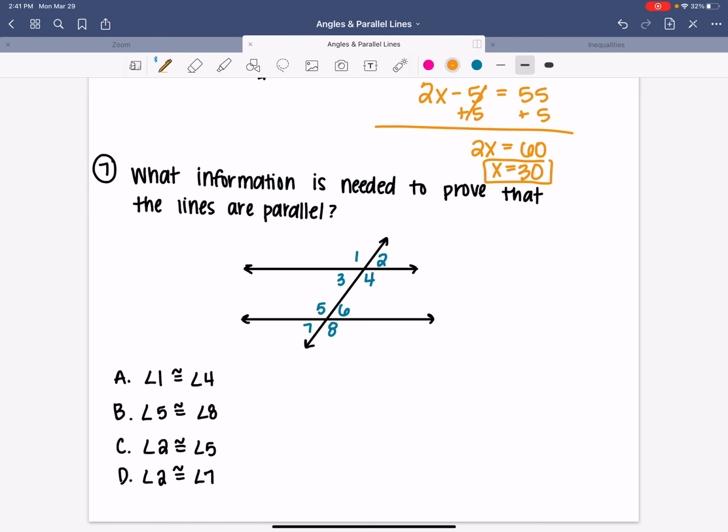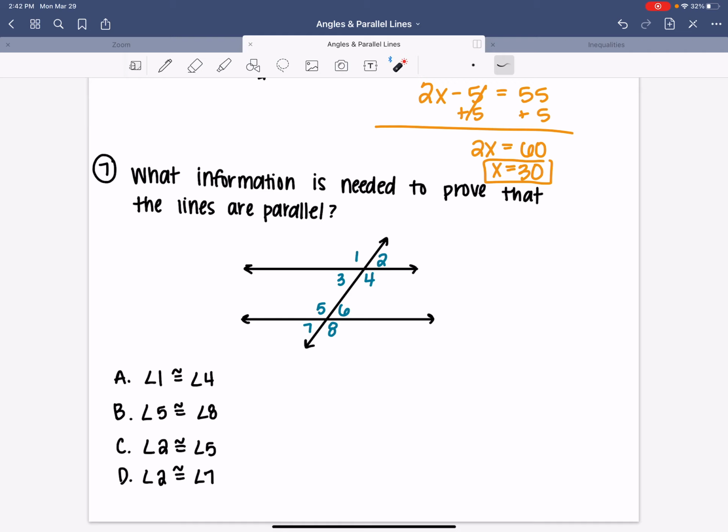All right, and number 7, what information is needed to prove that the lines are parallel? So notice they don't have any markings, but if we knew something about those angles in those 2 different intersections, then we could say that the lines are parallel. So angle 1 and angle 4, let's look at those. Angle 1 and angle 4, we already know that they're congruent. So we don't necessarily need to prove that, because really that only involves this intersection. That has nothing to do with this intersection below. So angle 1 being congruent to angle 4 doesn't help us out.